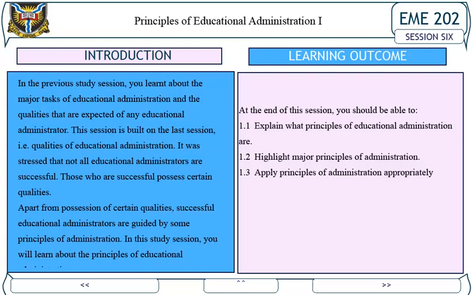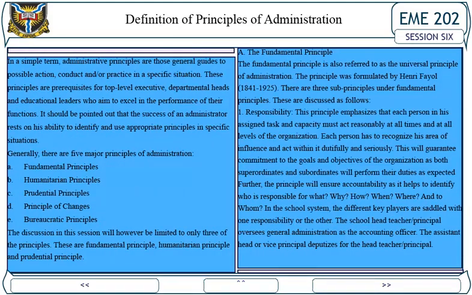Learning outcomes for study section 6. At the end of this session, you should be able to explain what principles of educational administration are, highlight major principles of administration, and apply principles of administration appropriately.